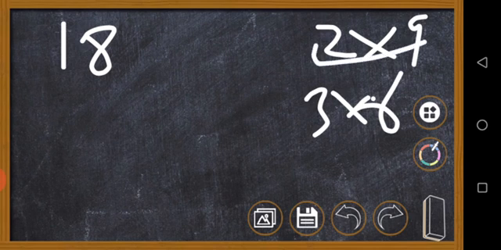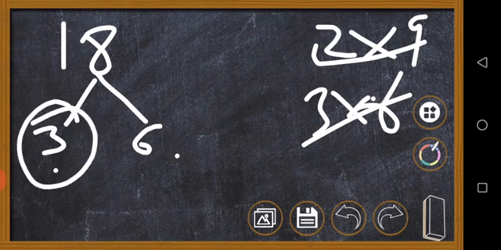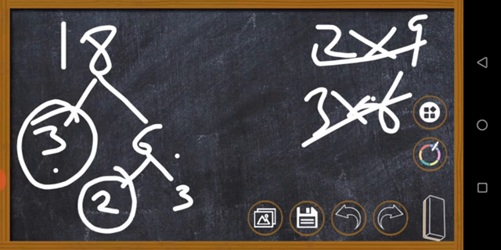Now let's use this. We break 18 by saying 3 times what? 6. So 3 times 6 will give us what? 18. 3 is a prime number, so you circle it. Now let's go to 6. What can we multiply together to give you 6? We have 2 times what? 3. 2 is a prime number. 3 is a prime number.